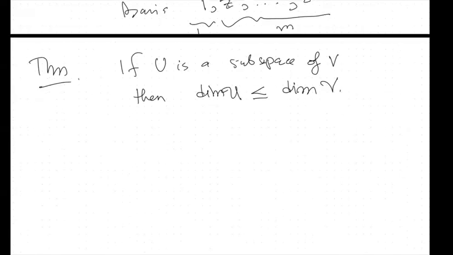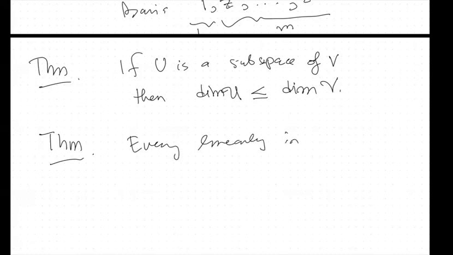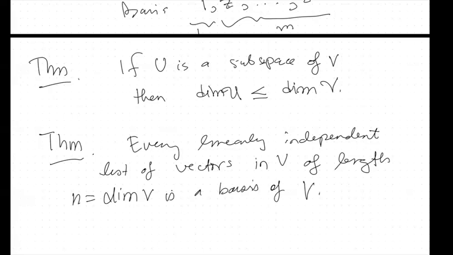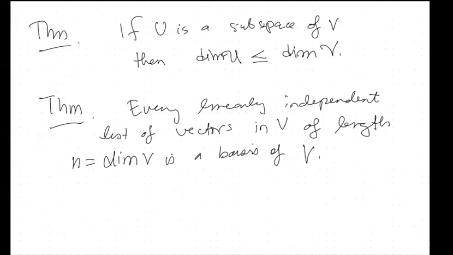And then another theorem: every linearly independent list of vectors in V of length dim V, equal to the dimension of V, is a basis of our vector space V. So this is an easy one. I leave the proof for you to verify.